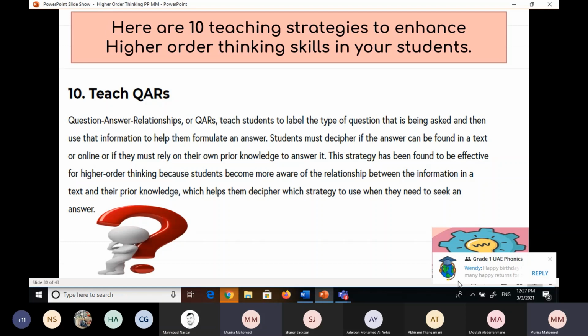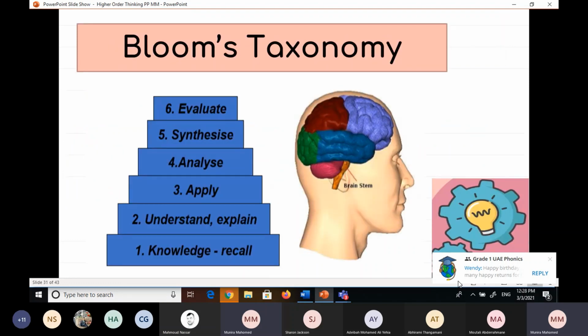Now, this strategy has been found very effective for higher order thinking because students become aware of the relationship between the information in the text and their prior knowledge, which helps them actually to realize which strategy to use, they need this in order to seek an answer in the first place. So question-answer relationships are important so that they are able to see this link between the question itself, their prior knowledge, and how they are going to get to the answer finally. I hope maybe those will actually help you in some way in your class.